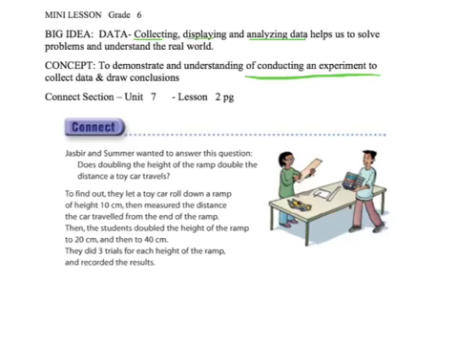So we have Jasper and Summer who wanted to answer this question. Does doubling the height of the ramp double the distance that the toy car travels? So they're going to conduct an experiment to find out with a toy car and a ramp. To find out, they let a toy car roll down a ramp from a height of 10 centimeters. They measured the distance the car traveled from the end of the ramp. Then they doubled the height of the ramp to 20 centimeters and then to 40 centimeters. Each time they did 3 trials for each height of the ramp to record the results.